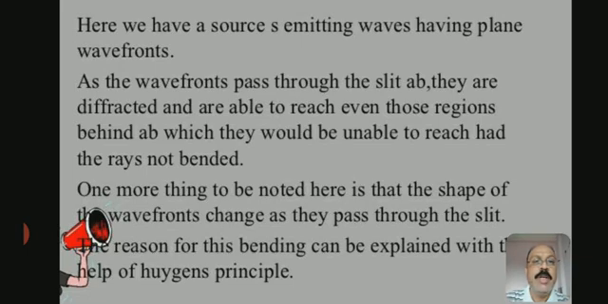Here we have a source S emitting waves having plane wavefronts. As the wavefront passes through the slit, they are diffracted and are able to reach even those regions behind AB, which they would be unable to reach had the rays not bent. One more thing to note is that the shape of the wavefronts changes as they pass through the slit. The reason for this bending can be explained with the help of Huygens principle.